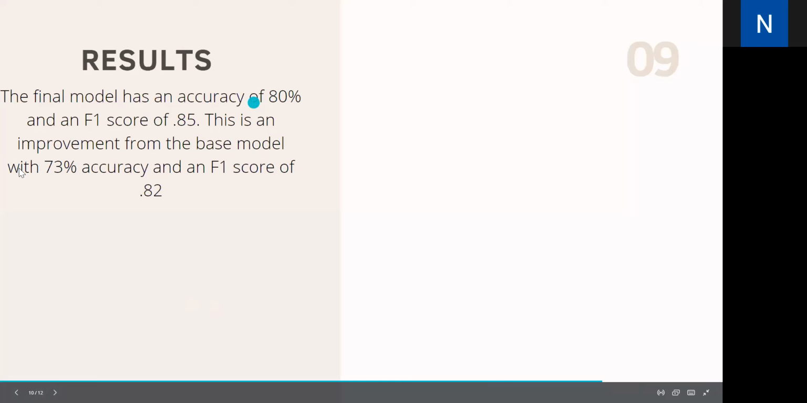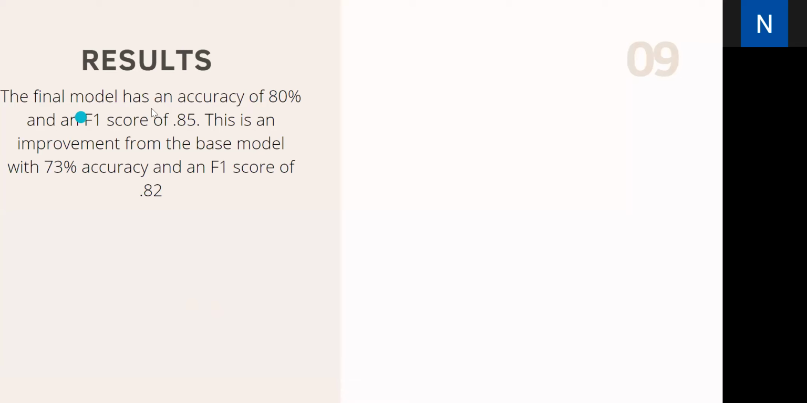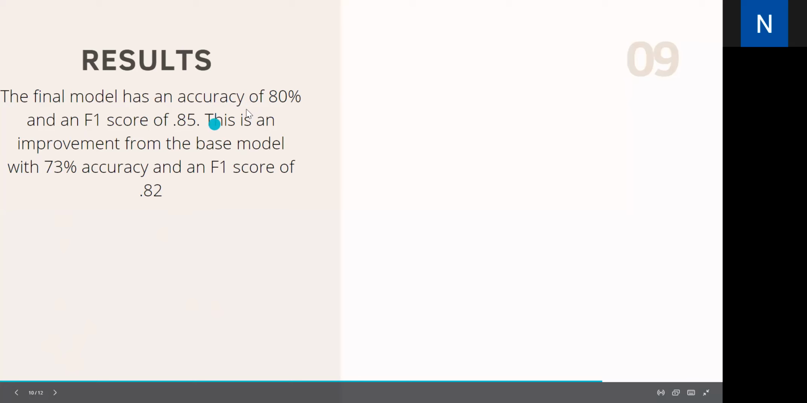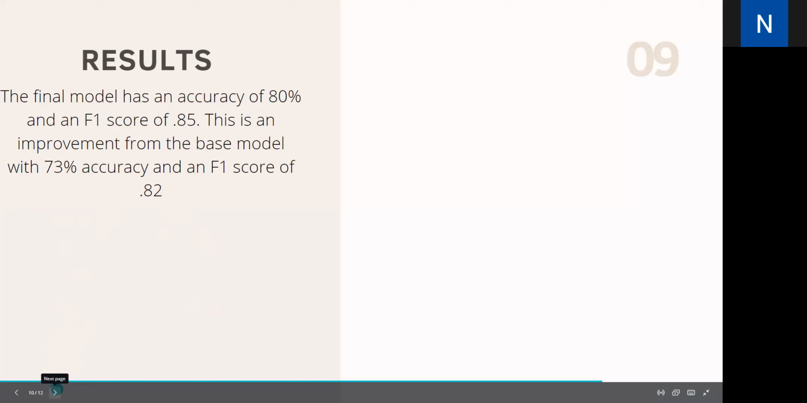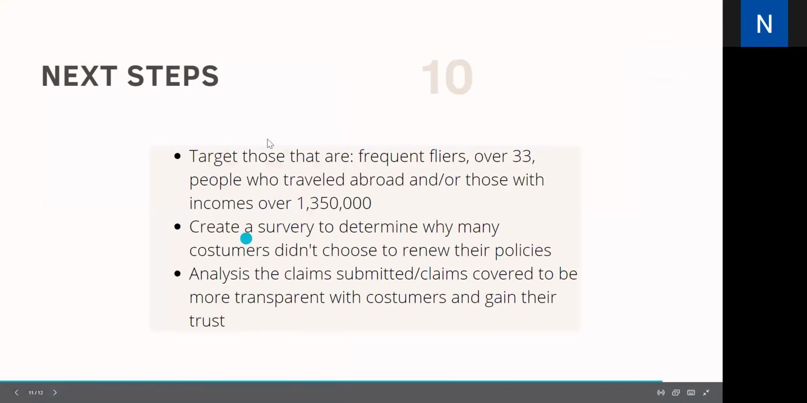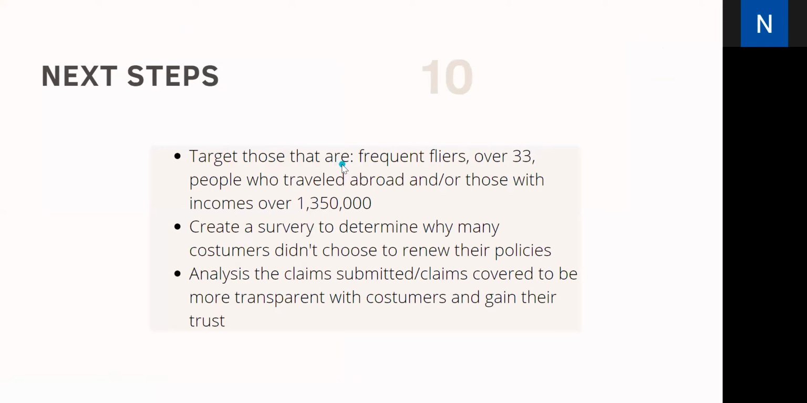The metrics that we are most interested in here are accuracy and F1 score. And you can see that there is a significant improvement on both of these from our initial model to our final model. For our next steps, we would like to target those that are in the 4 classes of people that tended to buy travel insurance.